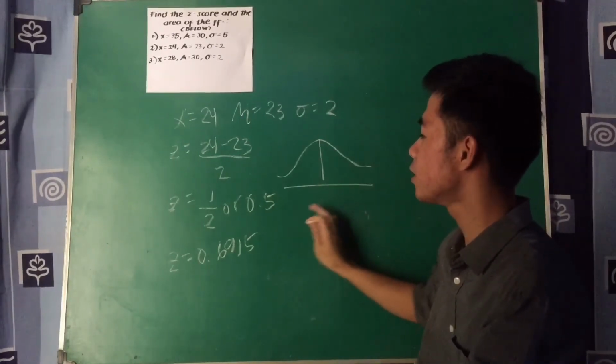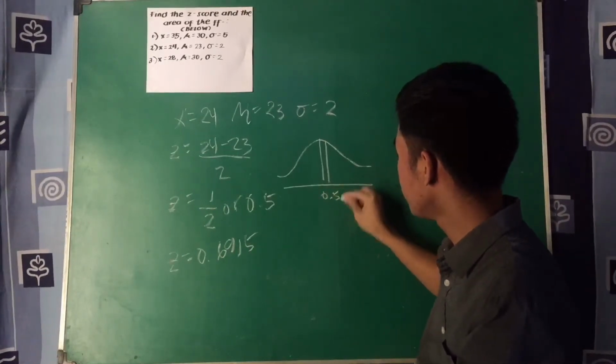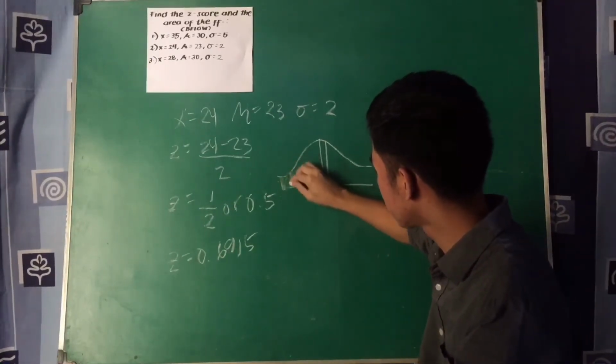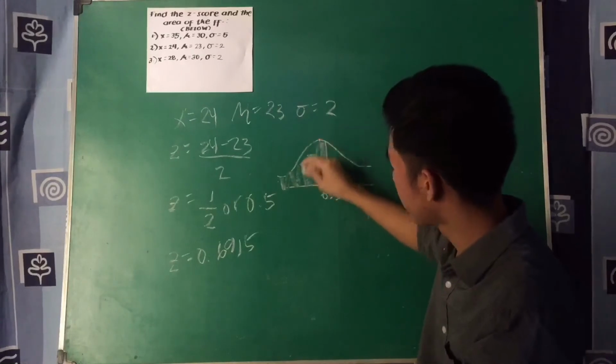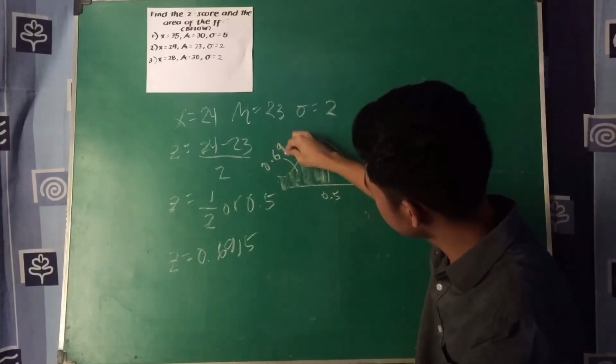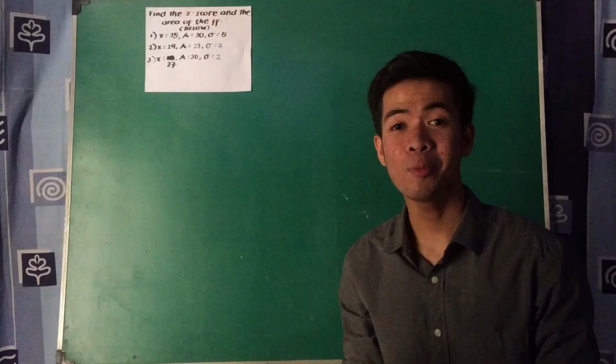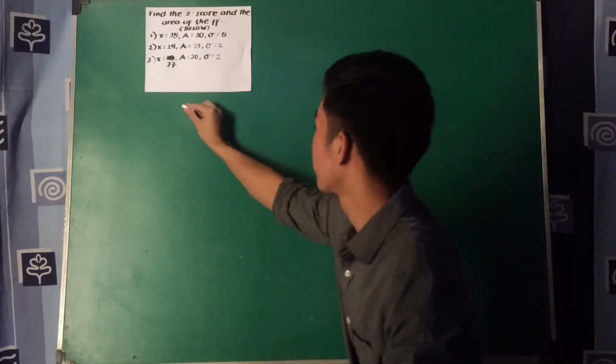Assume the specific position of 0.5. Shade the below area and label it with 0.6915. Let's proceed to item number 3.